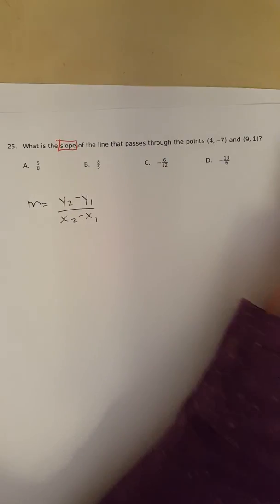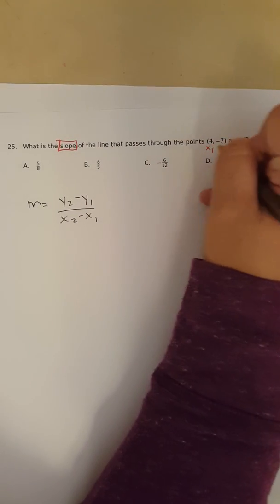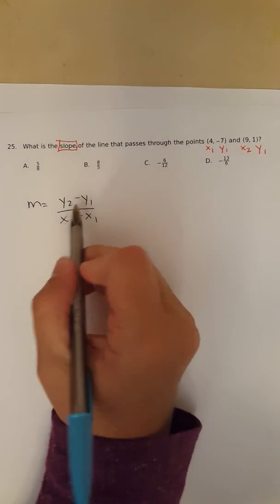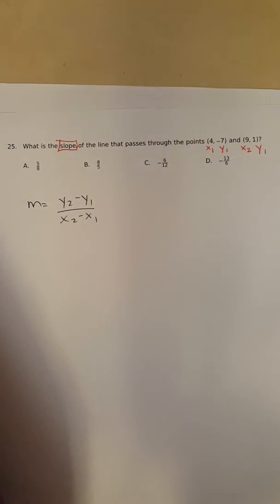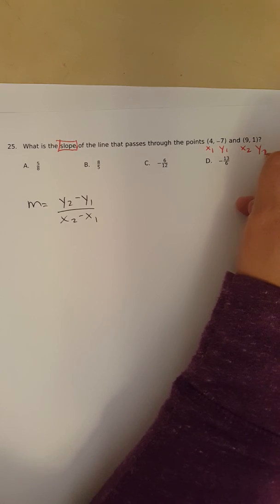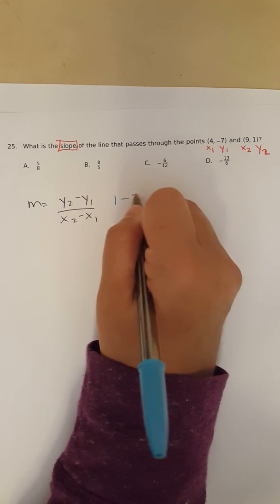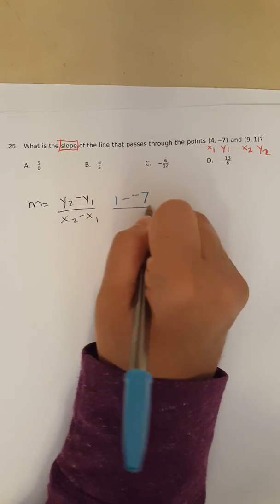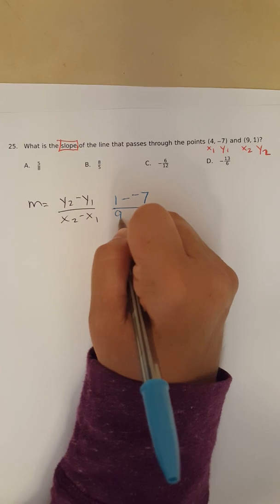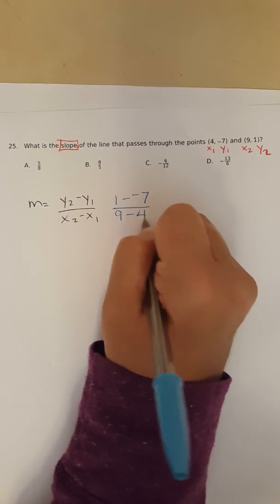So I'm going to go back, I'm going to label these points. I'm going to say this is x for my first, y for my first, x for my second, and y for my second. And I'm going to fill this in. My y for my second ordered pair, whoops, I wrote 1 instead of 2. This is y for my second. My y for my second is 1, minus my y for my first, which is -7, divided by my x for my second, minus my x for my first.